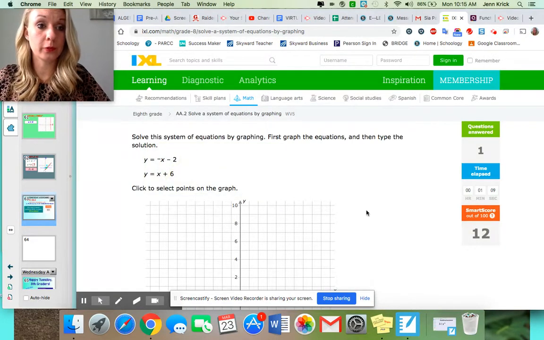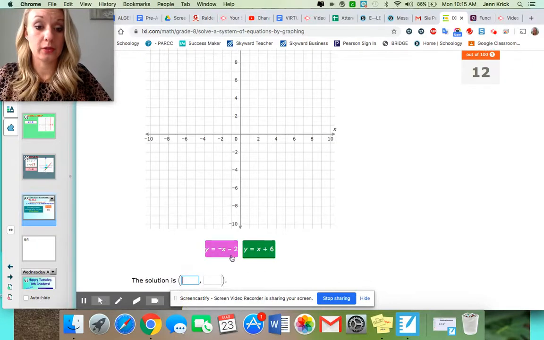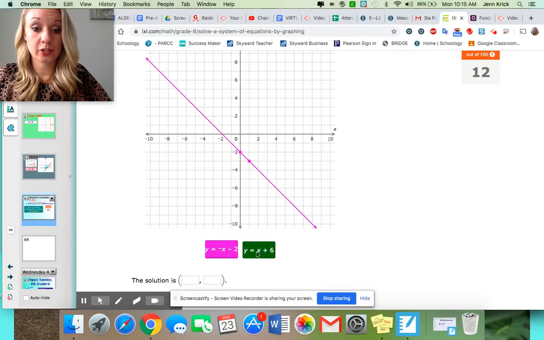Let me show you one more before I log out. Okay, so click your first color. So it says -x minus 2. That means I'm starting at -2. And if it's a -x, I go down 1, right 1. My line is done. For my next equation, it says y equals x plus 6. So I'm going to start at +6. If it's just x, that means it's just 1. So I go up 1 over 1, and here I am.